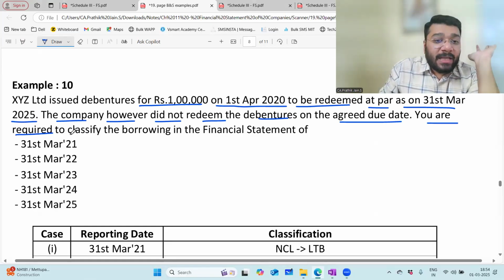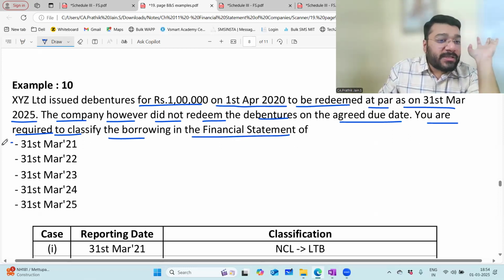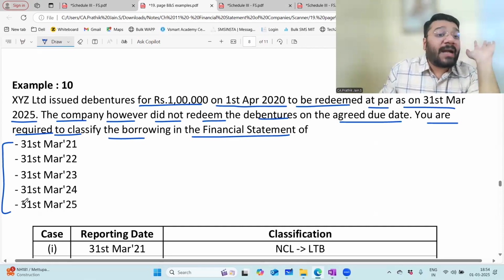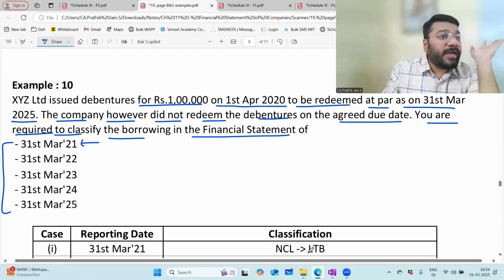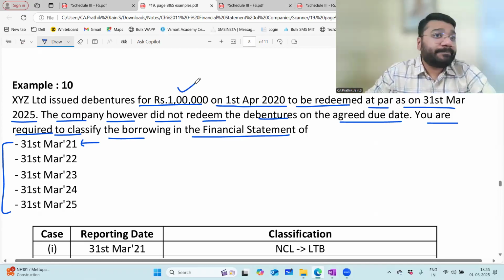You are required to classify the borrowing. Whatever borrowing we have done through debentures, how will you classify it in the financial statements over all these 5 years? We are now going to prepare the financial statements for the 5 years, starting from 31st March 21. If I'm preparing the financial statement on 31st March 21, will this 1 lakh borrowing be classified as long-term or short-term borrowing?